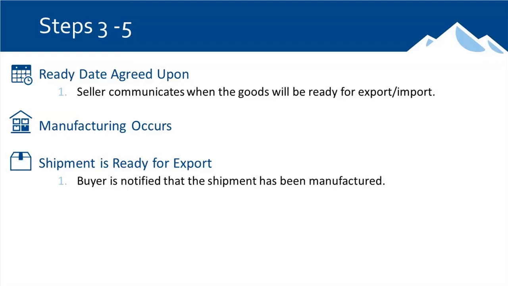Steps 3 through 5: once the agreement is made and the order is placed, the ready date is agreed upon. Again, if you are the buyer, you'll have a specific ready date that maybe you'll need in order to import the shipment into the U.S. and get to your end customer. The manufacturing occurs. Sometimes the buyer can have visibility into that manufacturing process, what we call WIP, or work in progress, so you'll be able to track where your order is throughout that process. Once it's done, the shipment is ready for export, and then the buyer is typically notified that the shipment has been manufactured and is ready.